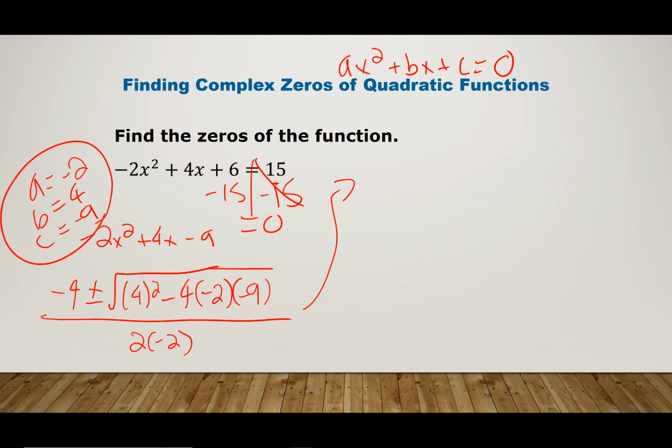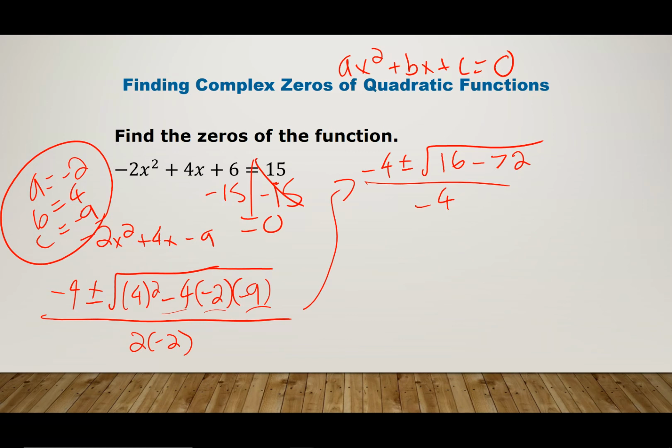Now I'm going to evaluate. So leave the negative 4 plus and minus alone. I really focus my attention mostly on the radical part. 4 squared is 16, so I'm going to change that to 16. Now I have to be careful with all these negatives. Negative 4 times negative 2 times negative 9 should give me negative 72. So minus 72, all divided by negative 4. So 2 times negative 2 on the bottom gets me negative 4.